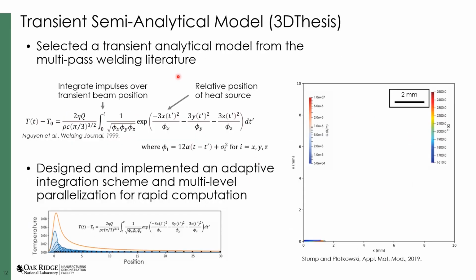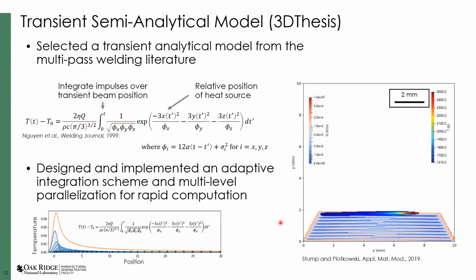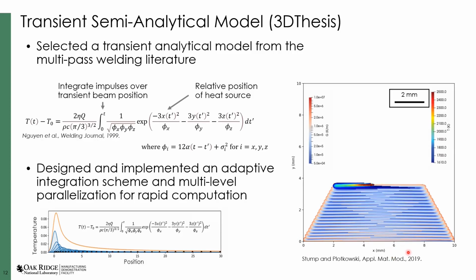So this is the model that we decided to use. I'm not going to spend time on the math, but we've adopted it from the multipass welding literature. Essentially, you have to perform this integration over time where the integrand encodes the position of your scan path. You end up having to do this as a numerical integration, so we've designed an adaptive integration scheme and some parallelization approaches that allow us to do this as quickly and efficiently as possible. And what that lets us do is, even with relatively modest computing resources, we can compute relatively large domains and complicated scan paths. And then we can also parallelize this on high performance computing platforms, as well as using GPUs or combinations of CPUs and GPUs.